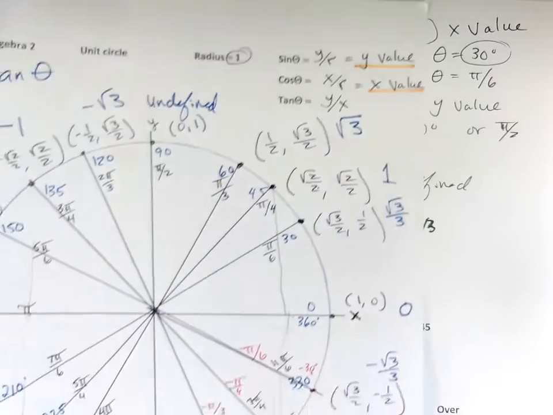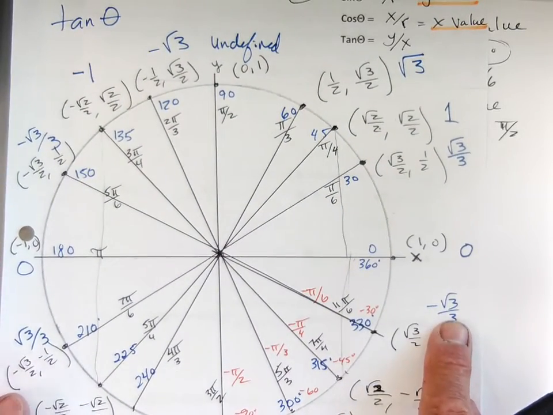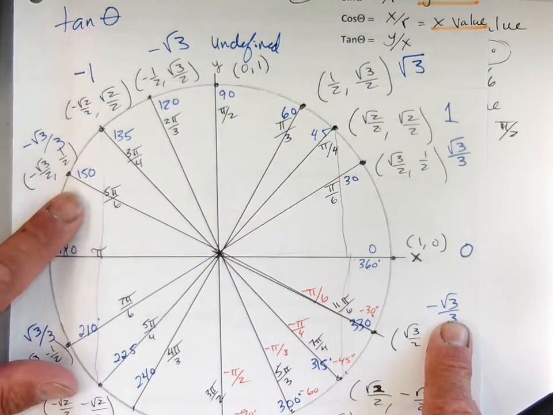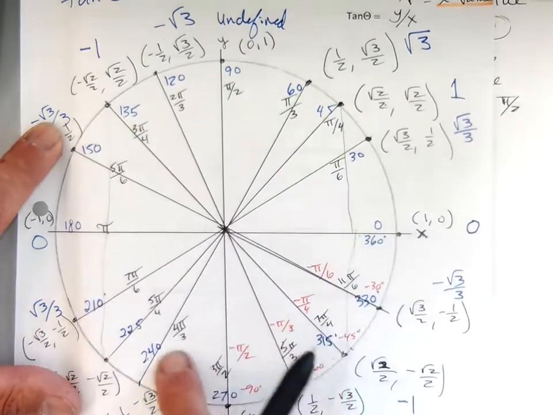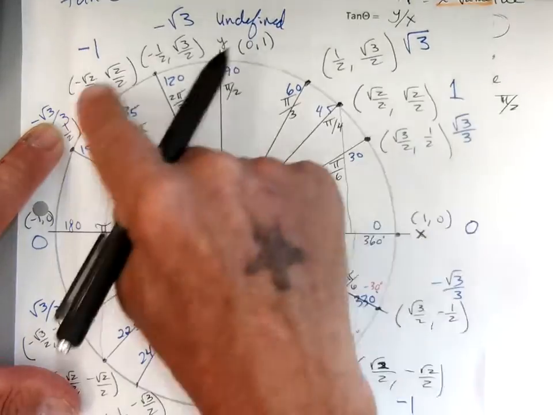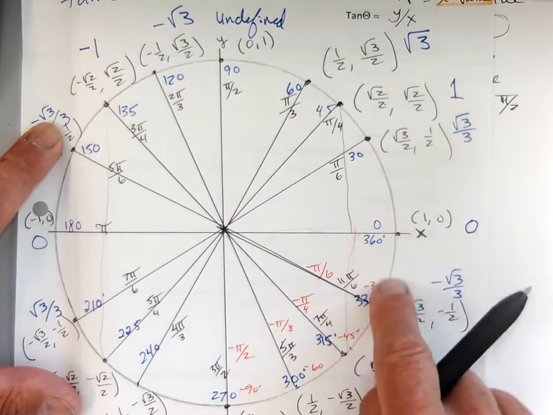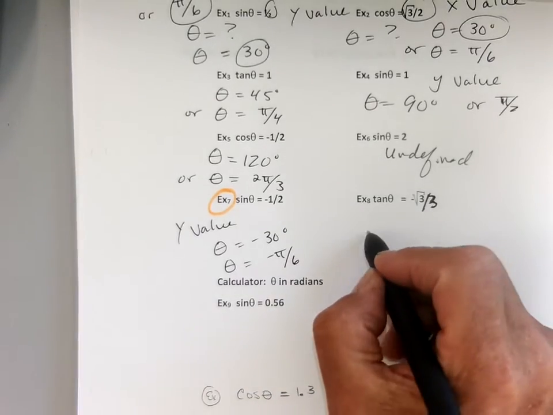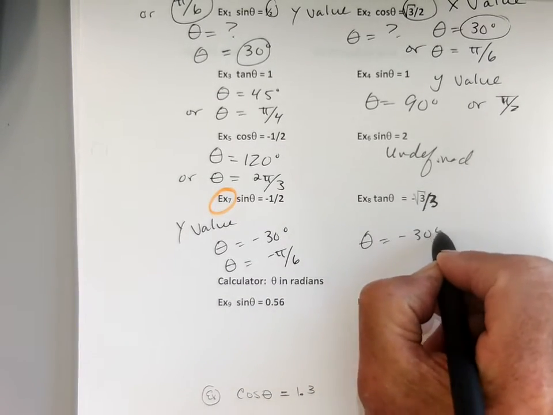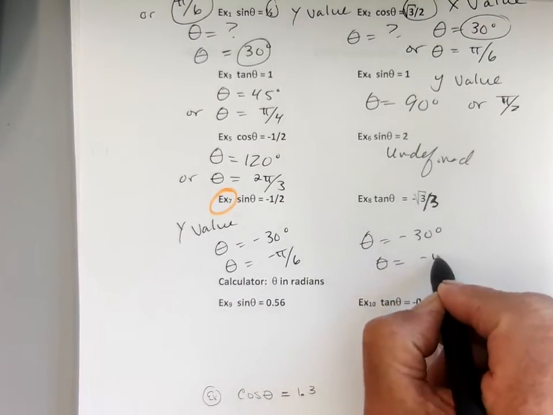So negative square root of 3 over 3. It's here for tangent. It's also way over here for tangent, right? But we want the ones closest. Well, I'm not going to go around here. I'm not going to go there. I'm not going to go all the way around here. I'm just going to go the shortest distance, which is straight down to it again, negative 30 degrees. Okay, so theta is negative 30 degrees, or in radians, negative pi over 6.